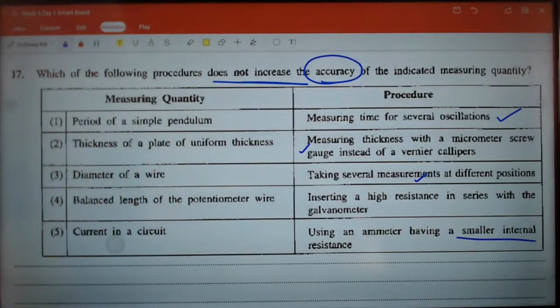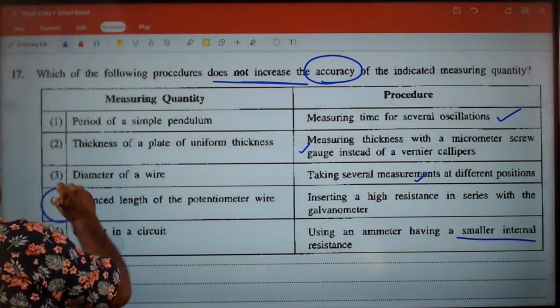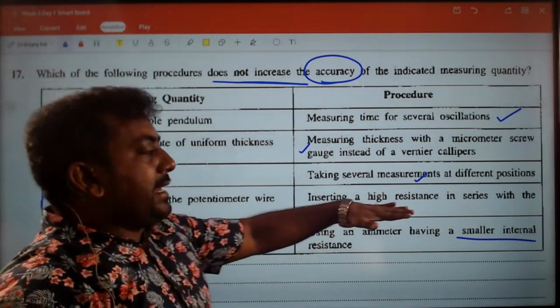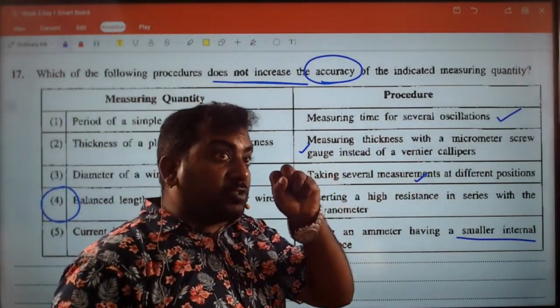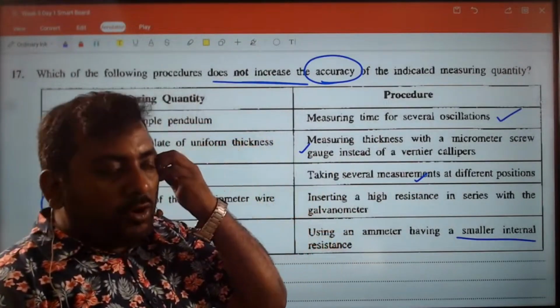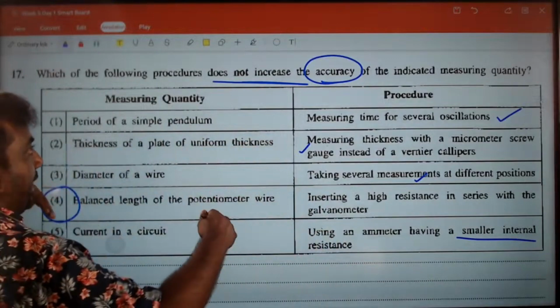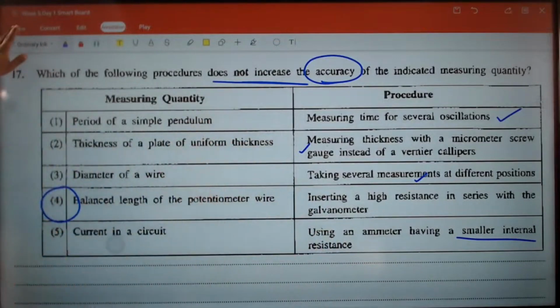Now here they are telling you which is not. So actually this is the reason: I am connecting a high resistor in series to stop a large current from going through the galvanometer. That has nothing to do with the accuracy. Okay. Right.